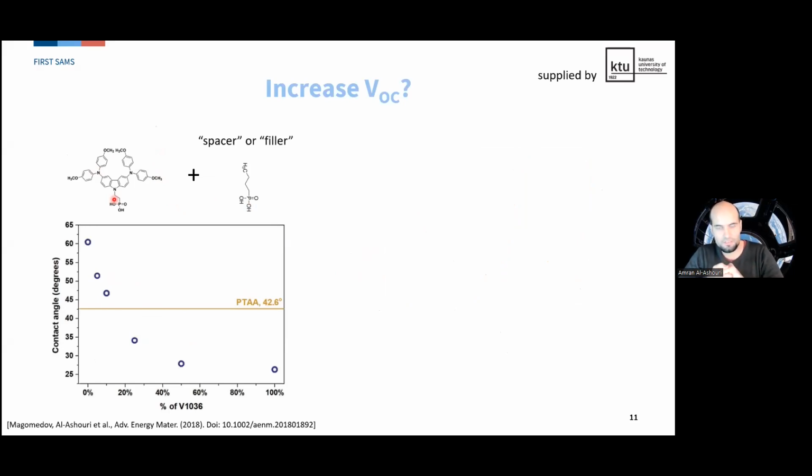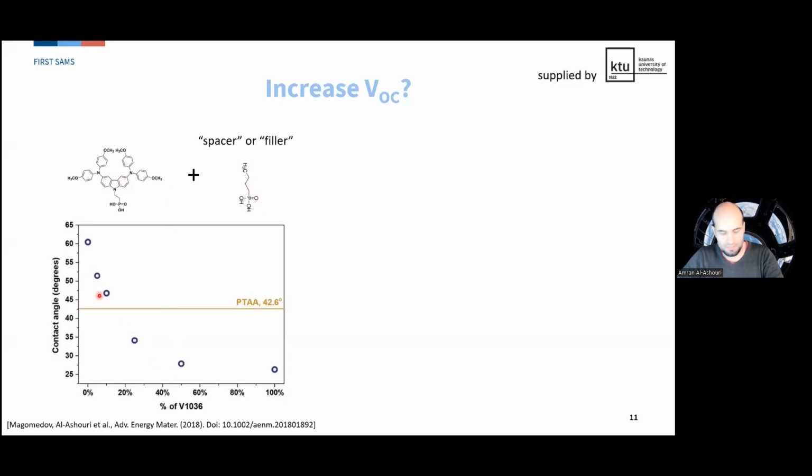And let's increase the ordering. There was literature on that by putting in some spacers or fillers, so thereby you can promote interaction between the molecules so they can self-order themselves. And by introducing these fillers, so also basically a self-assembled monolayer, but without a function, we changed also the contact angle.